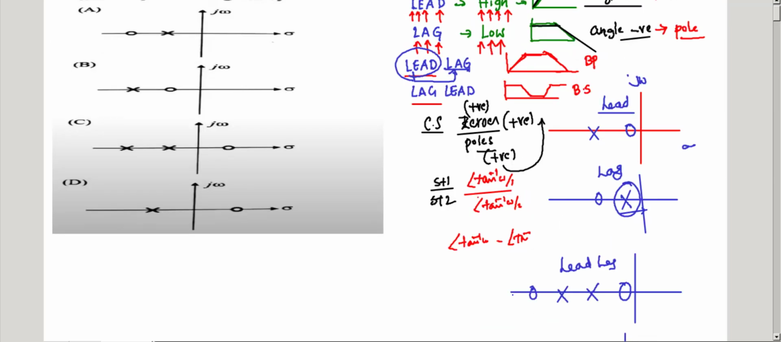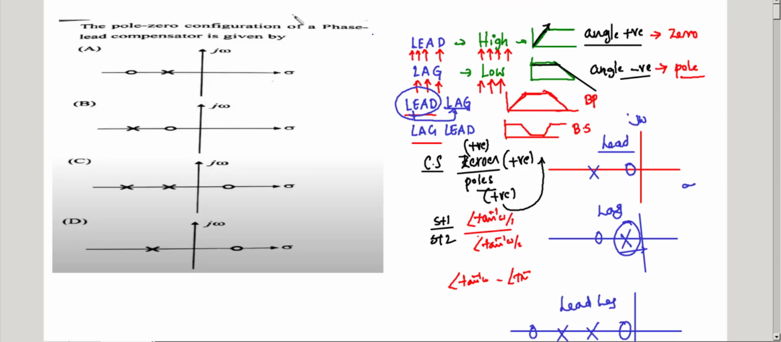Hope you understand. So first of all, what is the question given? Lead compensator. A lead compensator is a high pass filter. High pass filter goes upwards, the angle is positive. Angle positive means the zero will come nearer to the imaginary axis. This will be the answer. This is a lead compensator.